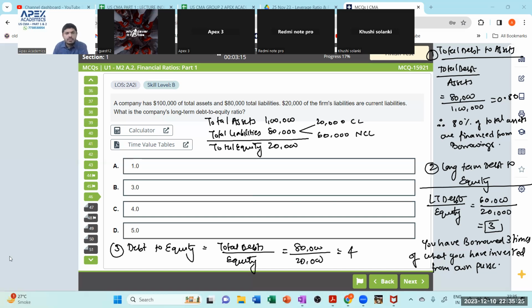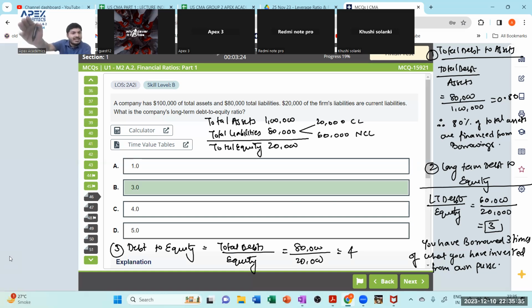So over here, what is your answer going to be? What are they asking? Long-term debt to equity. What is long-term debt to equity? It is 3. So we select 3. Are we clear about this? But we have done extra calculation of all these ratios, which I have discussed with you earlier. So in one question, we have solved 3 questions.